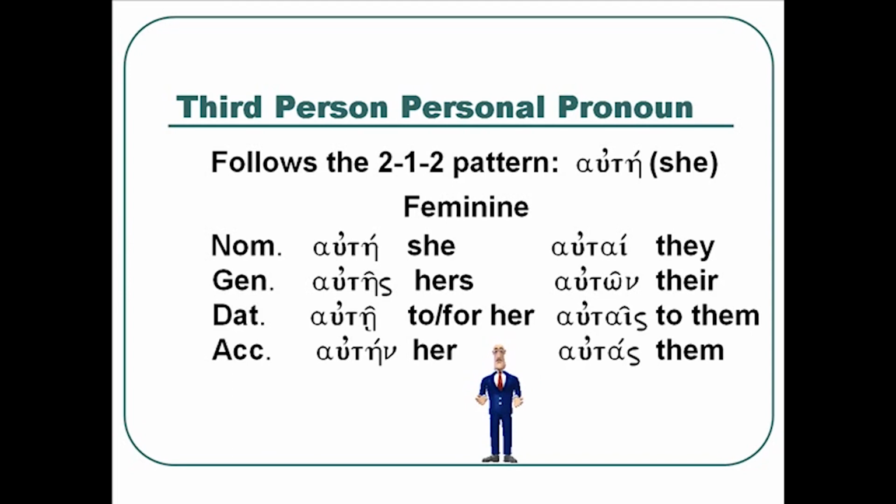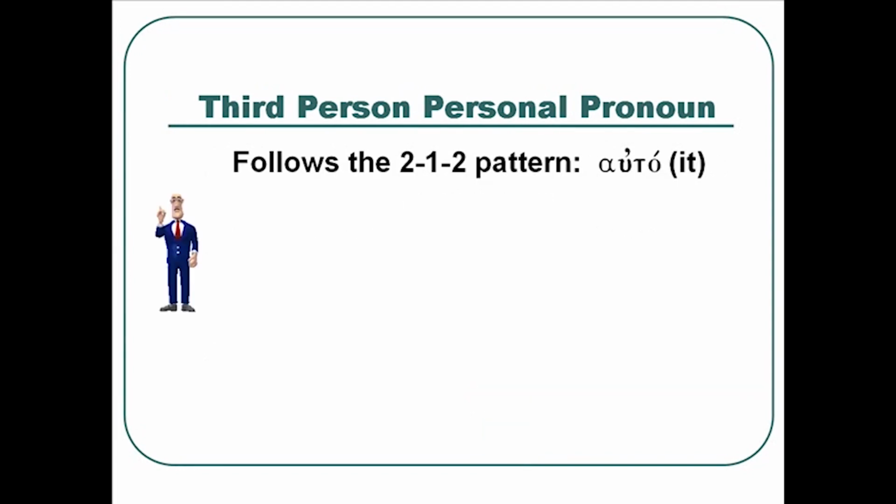You'll notice that the endings are exactly the same as graphe. Thus, the autos form follows a 2-1-2 pattern. Second declension, first declension for the feminine, and then back to second declension for the neuter. Which is next? The third person personal pronoun for the neuter, it, is auto.